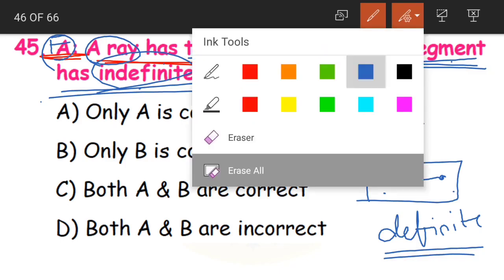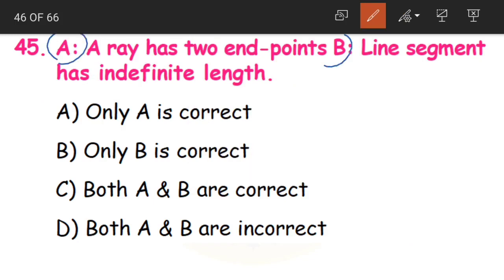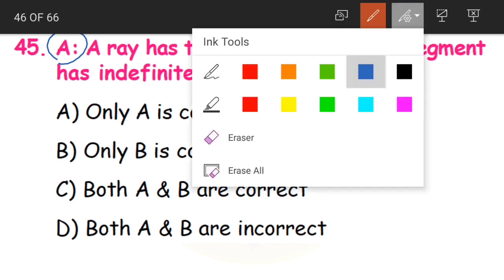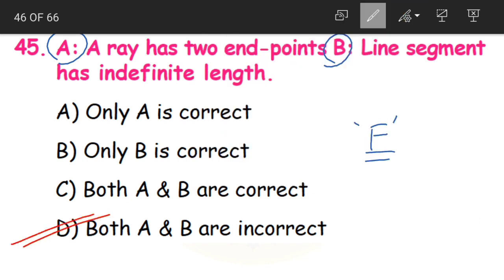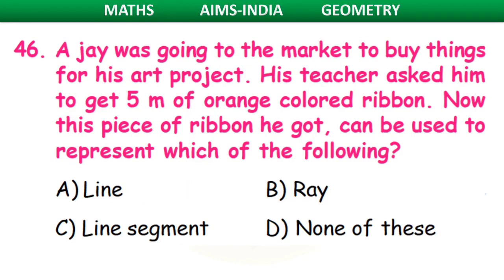So what can we conclude? Both our statement A and statement B are false, or incorrect. So option D becomes our correct answer. Both A and B are incorrect.